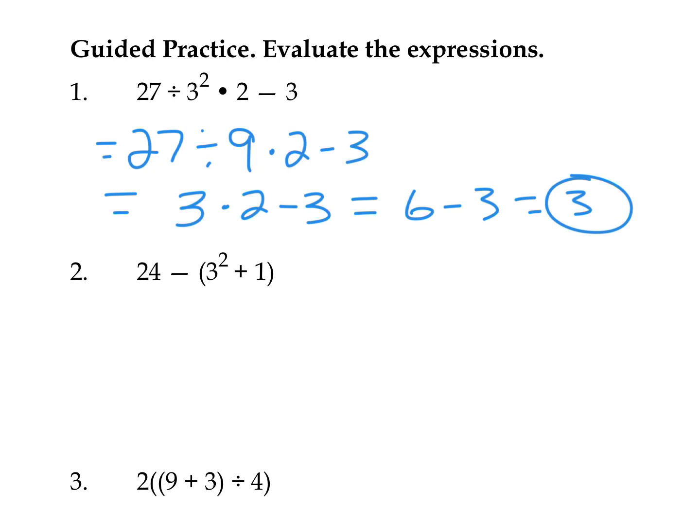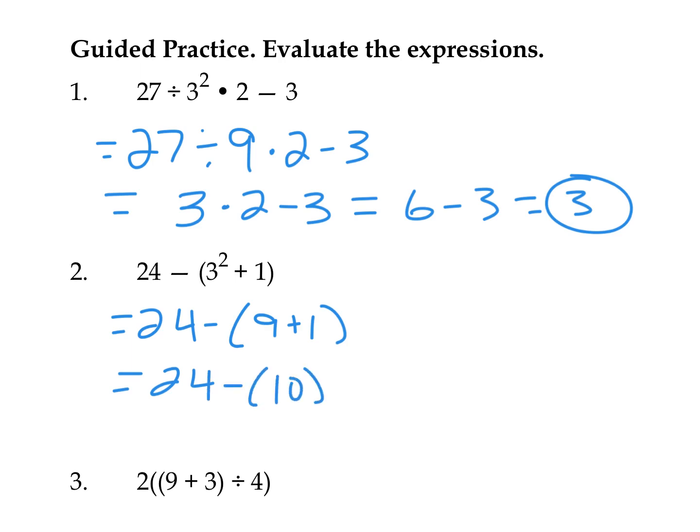In this next problem, we have some grouping symbols. So P, parentheses. It doesn't have to be, but we have them here. Inside there, we're going to follow our order of operations. So we're going to do the 3 squared as our first step. So this is going to equal 24 minus 9 plus 1. We stay inside the grouping symbols and evaluate everything in there first, which gives 10. And now we come back out and we say 24 minus 10, as we take a step back. That's our only calculation left. That gives us 14.